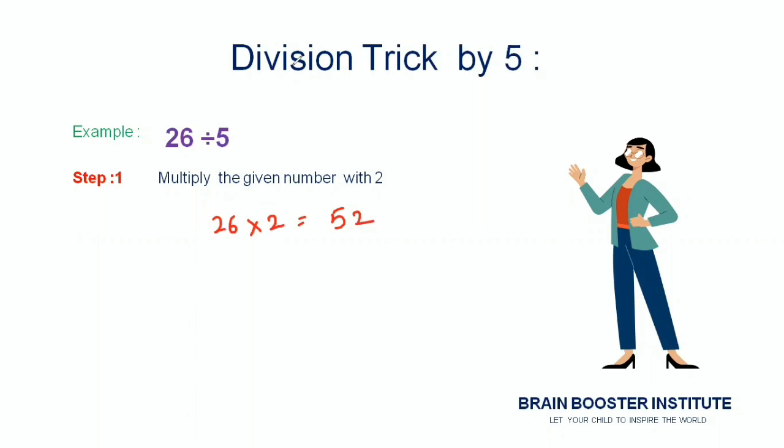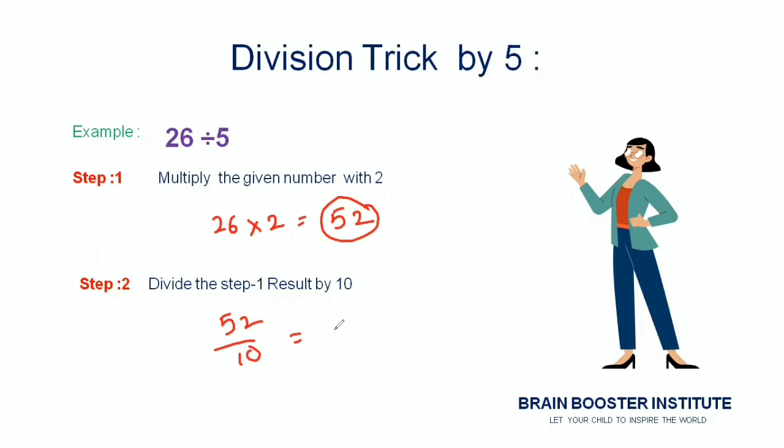That's very simple. Now the next step, you might know that: divide the step 1 result by 10. The step 1 result, what do we get, my friends? That is 52. So please divide by 10. As we know, my dear friends, 52 divided by 10 is nothing but 5.2. You can check this result by dividing 26 by 5 in our traditional method. So 5.2 is the exact answer, my friends. So this is the technique, my dear friends. Let's go with another example now.